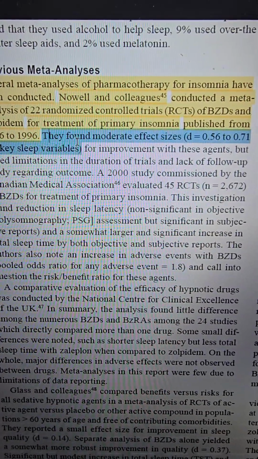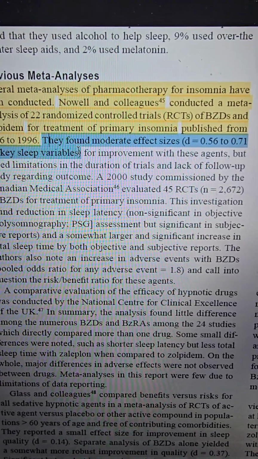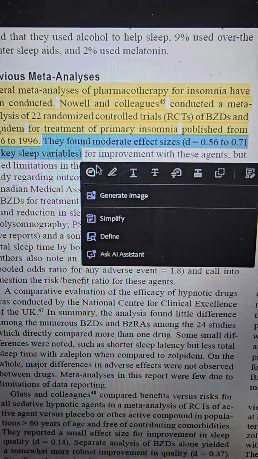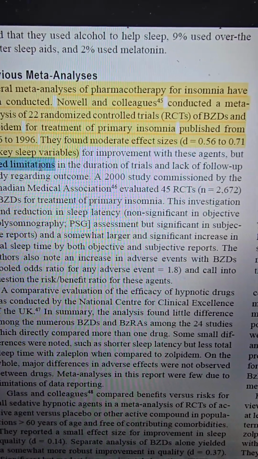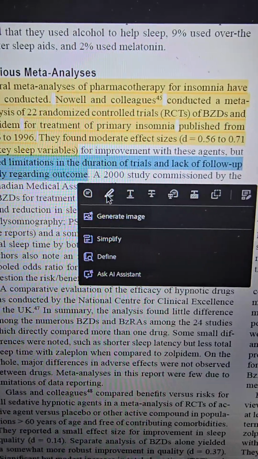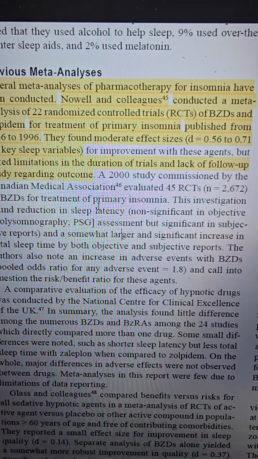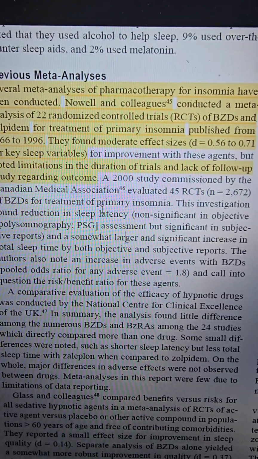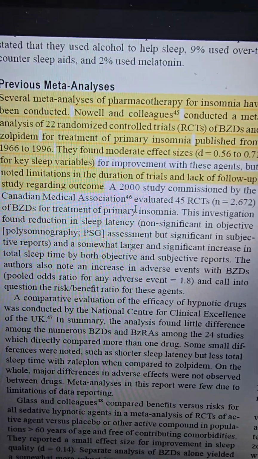What they found, this is what they found. They found a moderate effect size, and then they quoted the statistical variables to support the effect size that they found, right? For improvement with the agents, but noted limitations, and then they added one or two additional statements. This pattern of who, what, where, how, why, when, and what they found replicated itself all through this paragraph.